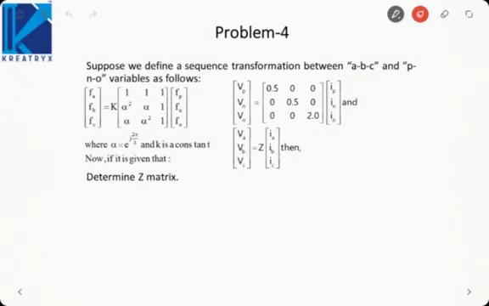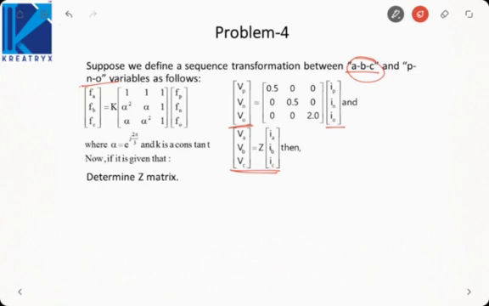In our next problem, it is saying, suppose we define a sequence transformation between ABC and P, N, 0 variables. ABC is the phase, P, N, 0 is positive, negative, zero sequence. As follows, alpha is e raised to power j pi by 3, k is a constant. Now we are given that Vp, Vn, V0 is some matrix into Ip, In, I0. We need to find the relation between Va, Vb, Vc and Ia, Ib, Ic.